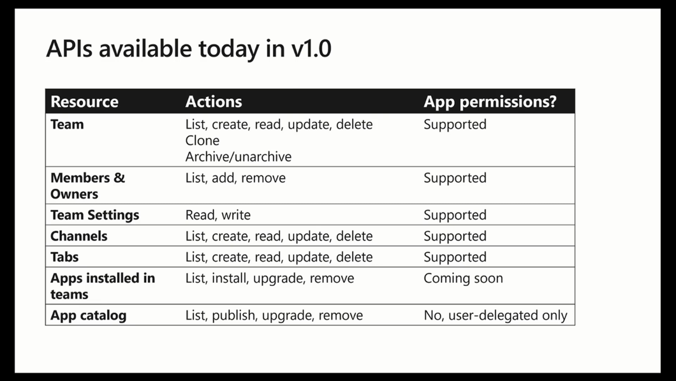You can use Graph to list the applications in your application catalog that's specific to you. Or you can publish apps into that app catalog, upgrade those apps, remove them from your catalog even. And as we said earlier, application permissions are supported by almost all of these. Installing apps into a team is not supported yet in application permissions, but we're working hard on that. And then app catalog is the one where application permissions don't really make sense. You don't install so many apps that you want to be installing new apps every night at midnight.